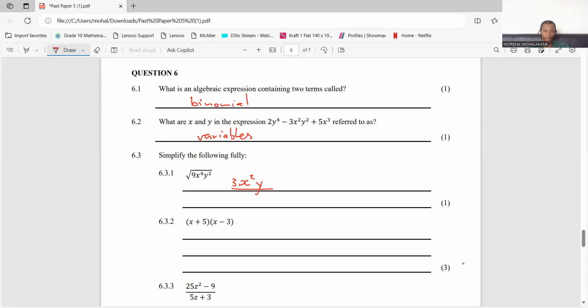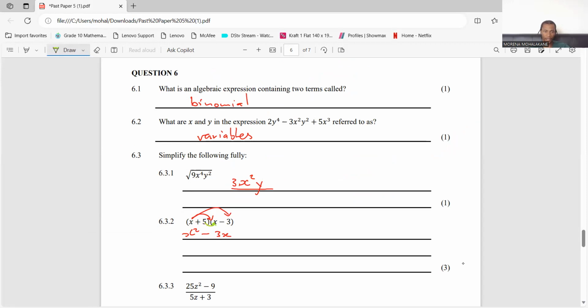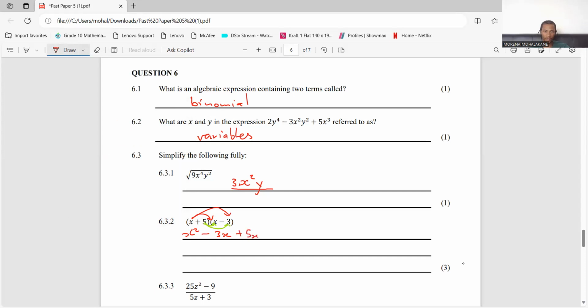Now, here, I'm expanding. X multiplies the x there, x squared. X multiplies the negative 3, negative 3x. Then I have the 5 multiplying the x and the negative 3, so this is going to be positive 5x minus 15. So I have x squared plus 2x minus 15.